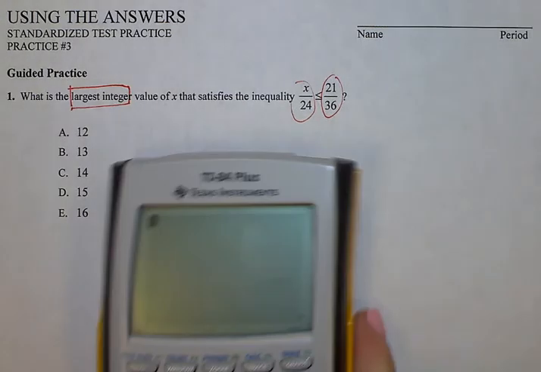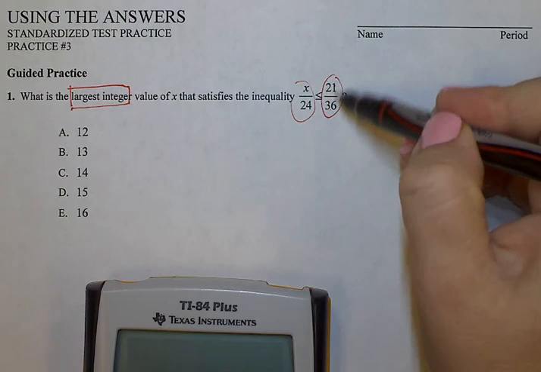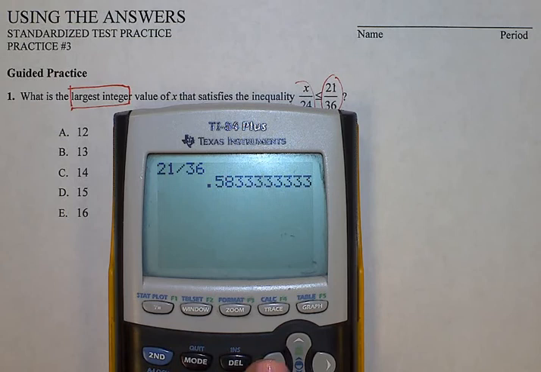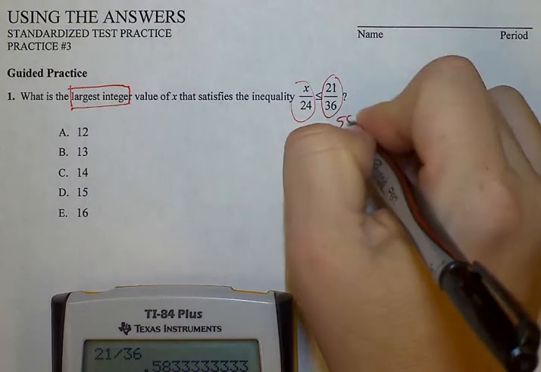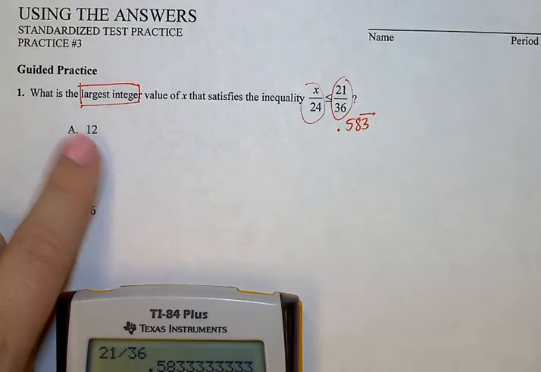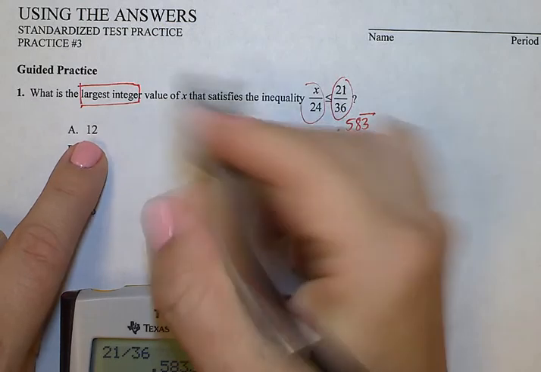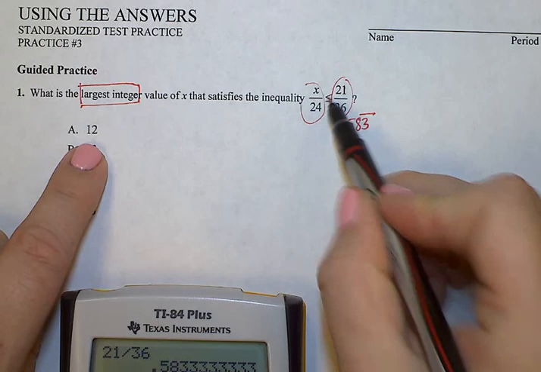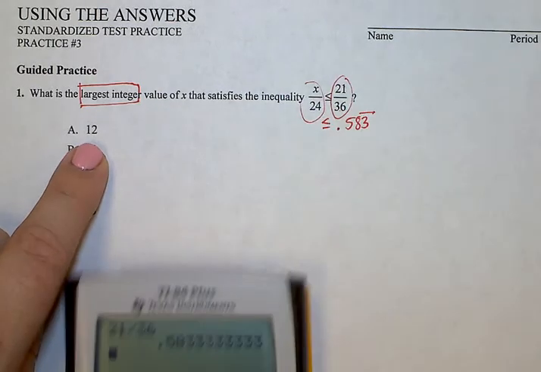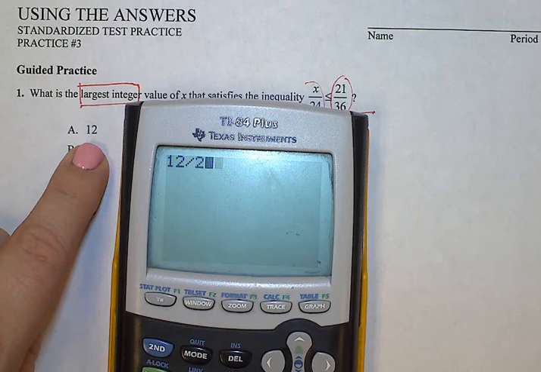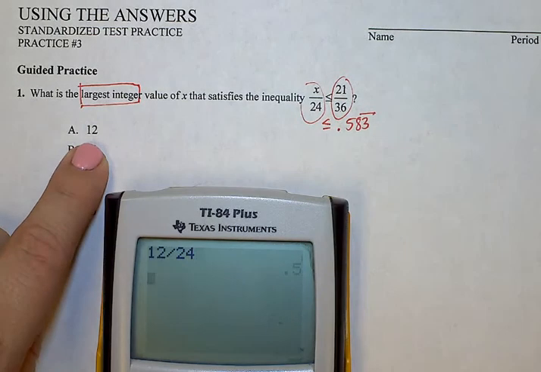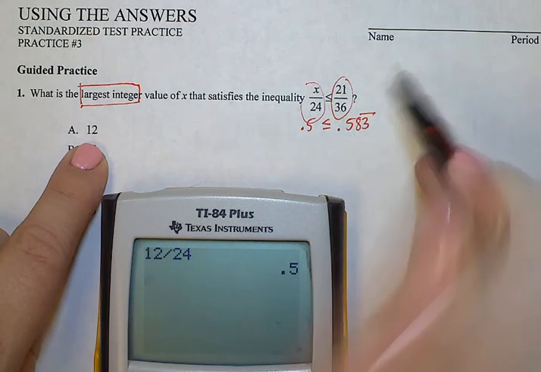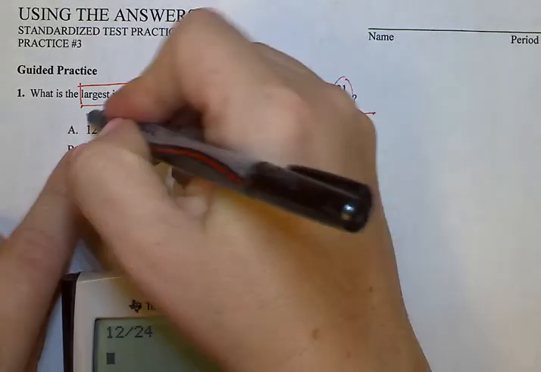So I'm going to start by figuring out what this is as a decimal. 21 divided by 36 is approximately 0.58. So one by one, I'm going to plug these in to find out when I substitute 12 in for x, is this value less than or equal to this value? 12 divided by 24, which is in the denominator, is 0.5. 0.5 is less than or equal to 0.58, so this could be a choice.